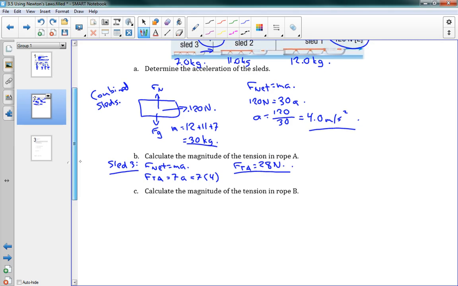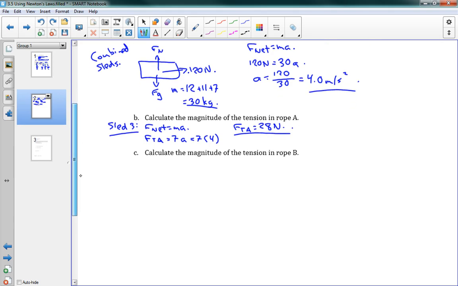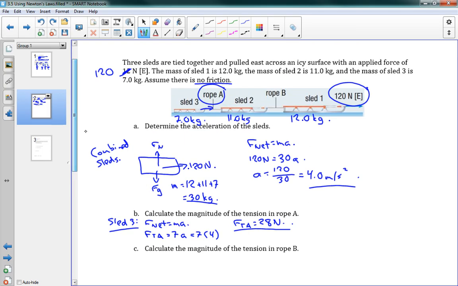And we're done. Now we want the magnitude of the tension in rope B. Looking back at rope B here, rope B is pulling two sleds. It's pulling sled 2 and sled 3. Right? And that's important to realize, that rope B isn't just pulling sled 2. It's the one rope that's pulling everything behind it. So it's pulling sled 2 and it's pulling sled 3.